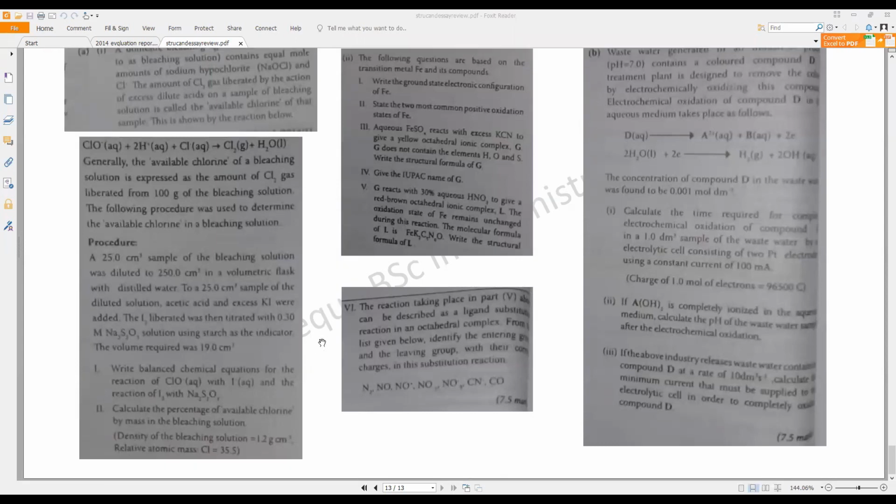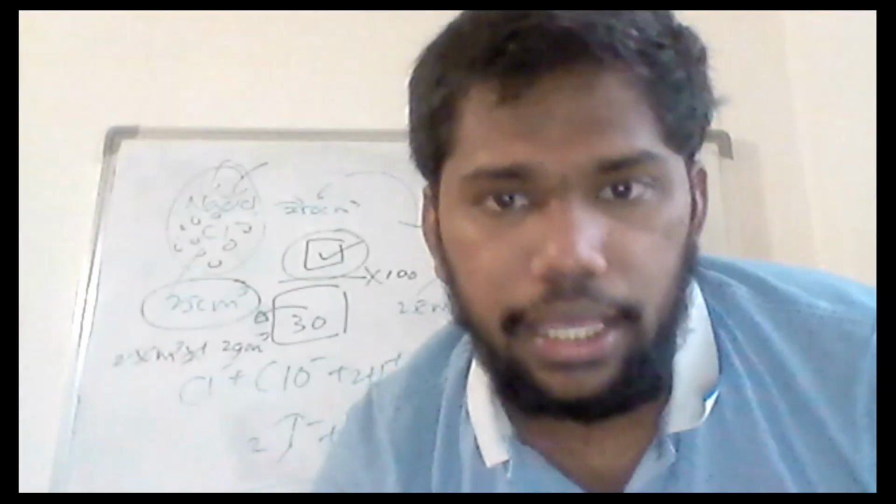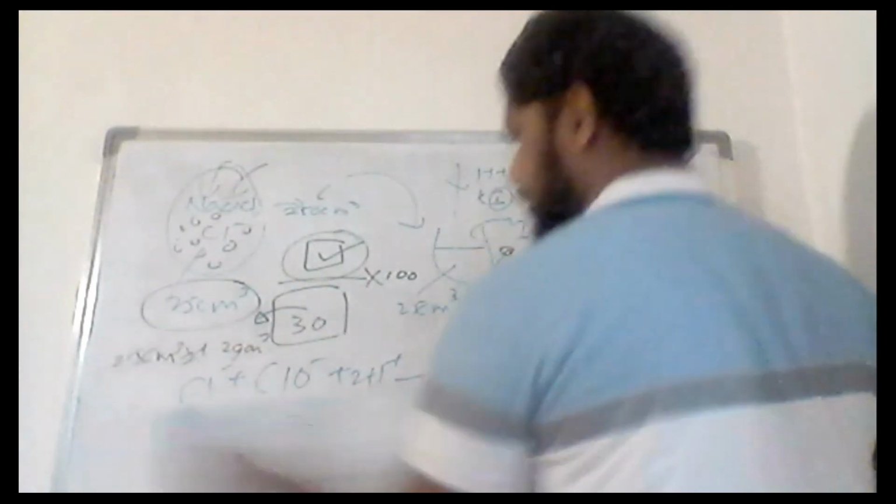And the second one is the following questions based on the transition. So iron, again iron. So iron is continuously coming here. So the ground state electronic configuration of iron, straightforward and simple. And the most common oxidation states are +2 and +3. And aqueous FeSO4 reacts with KCN to give a yellow. So we have to use the board a little bit here also. So I will stop sharing and share the question for myself.